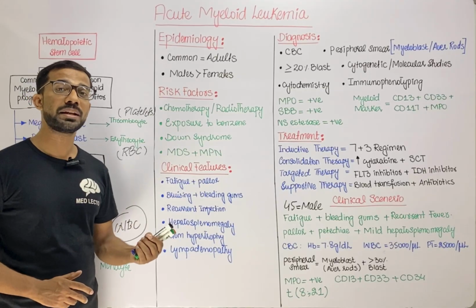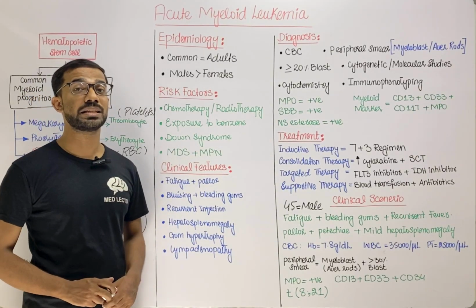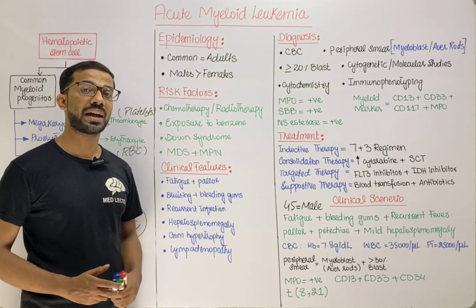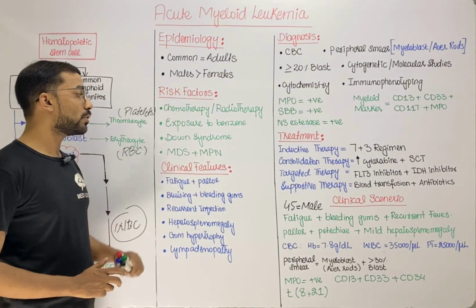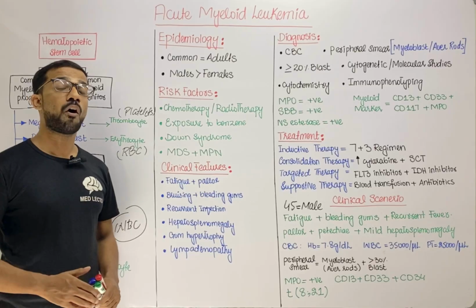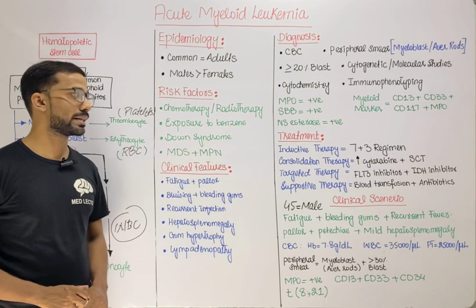As the name indicates, acute means it happens suddenly. And second, it is linked to the myeloid lineage, and leukemia is related to the white blood cells. Myelodysplastic syndrome and myeloproliferative neoplasm can also go towards AML, acute myeloid leukemia.